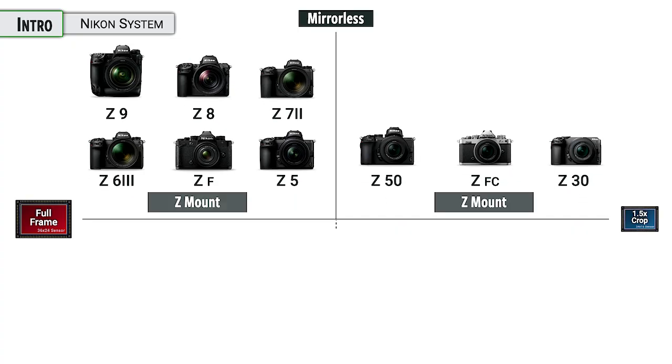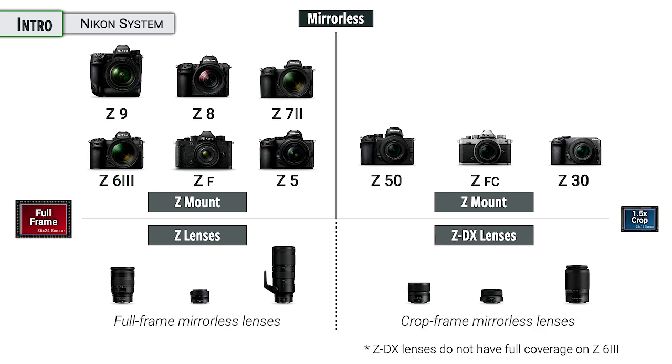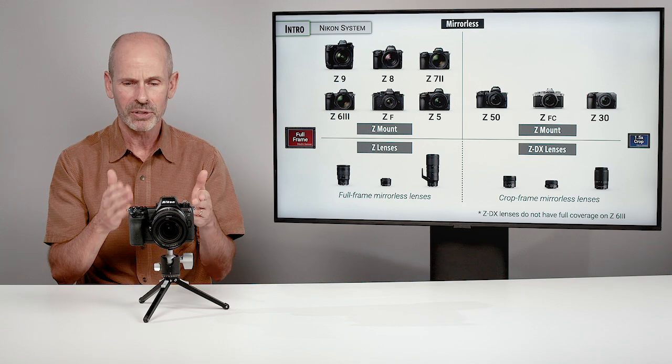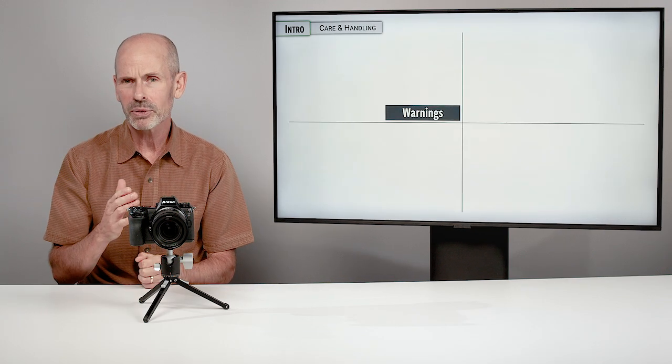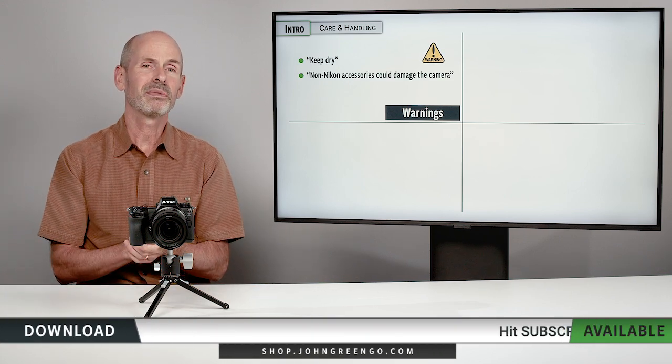Now, when it comes to the mirrorless cameras, they both use a Z mount system, which means they can use the Z lenses, but Nikon also makes some specially designated Z DX lenses, which have a smaller image circle designed for the smaller sensor on the DX smaller crop frame cameras that Nikon makes. But most of their focus, as I say, is on their full-frame mirrorless, which is where we are with the Z6III.